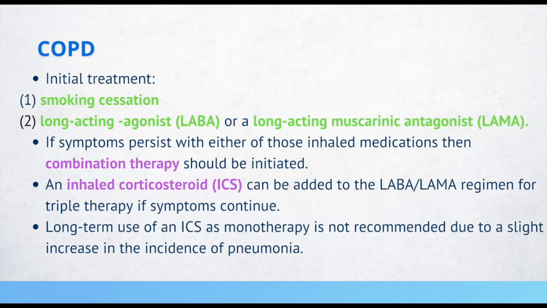So as you can see, the initial treatment for COPD is similar to a step-up treatment as for asthma patients. So first, smoking cessation, then a LABA or LAMA. If this doesn't work, use the LABA and LAMA together. If those two together don't work, then we need triple therapy. Add an inhaled corticosteroid to that, but never use the inhaled corticosteroid by itself.